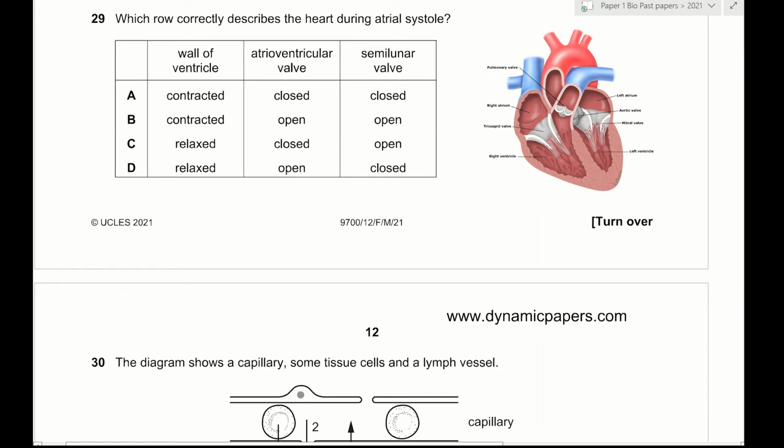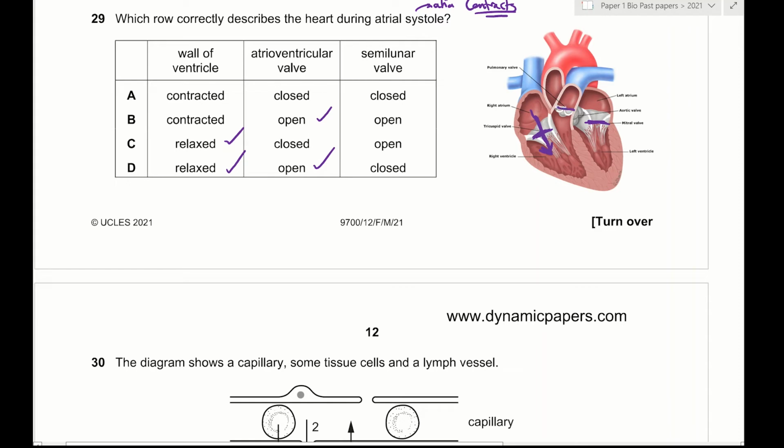29. Which row correctly describes the heart during atrial systole? Atrial systole is when the atria contract. In this case, when the atria contract, the wall of the ventricle is going to be relaxed because both of them can never contract at the same time. Atrioventricular valve: in the case of atrial systole, it's definitely going to be open, and the atrioventricular valves are present between the atria and the ventricles. The reason why they are open is because during atrial systole, there is enough pressure generated by the atrial walls to push the atrioventricular valve open.